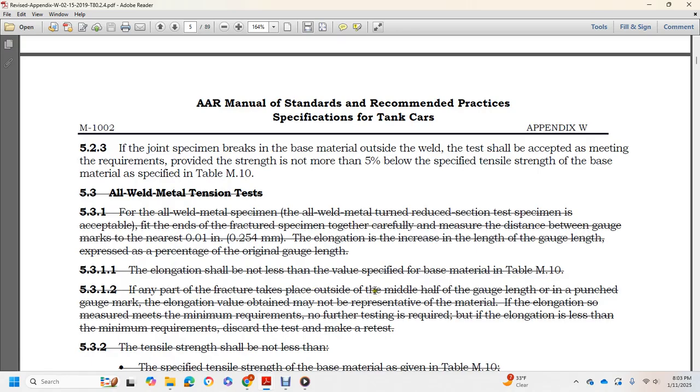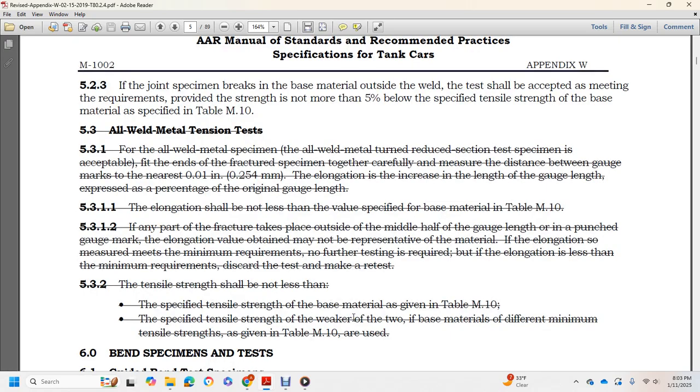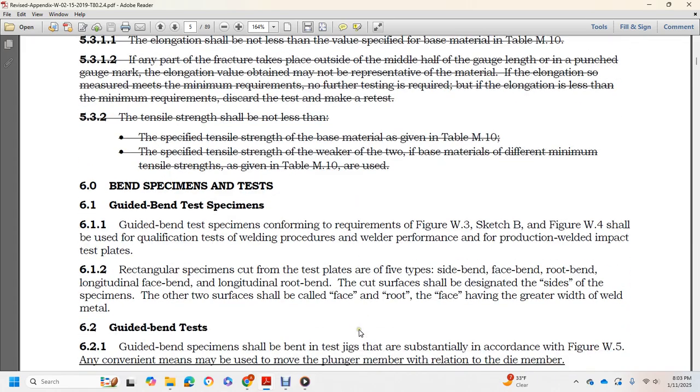If any part of the fracture takes place outside of the middle half of the gauge length, or in a punch gauge mark, the elongation value obtained may not represent the material. If the elongation meets the minimum requirements, no further testing is required. If the elongation is less than the minimum requirement, discard the test and make a retest. So far, 5.3, the all weld metal tension test, has been covered. The tensile strength shall not be less than the specified tensile strength of the base material given in table M10. If base materials of different minimum tensile strengths are used, the weaker of the two given in table M10 is used.